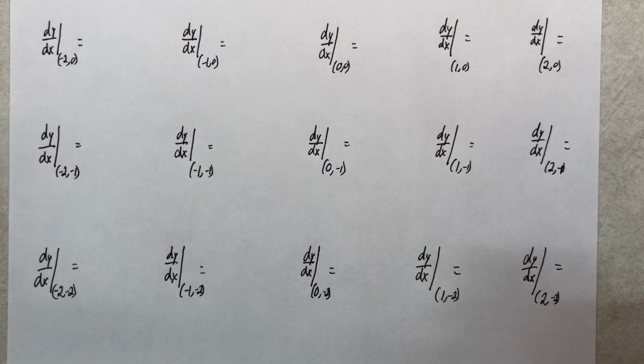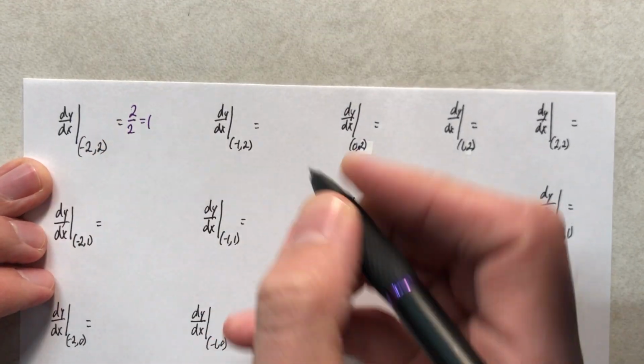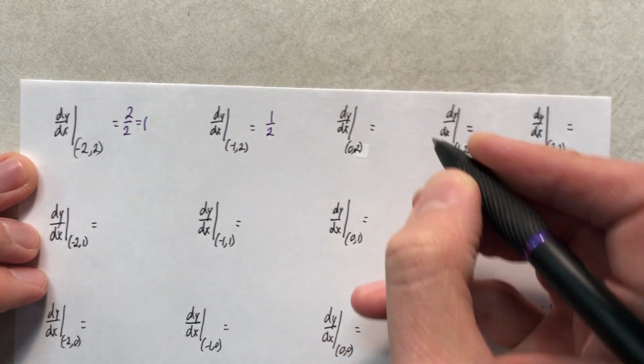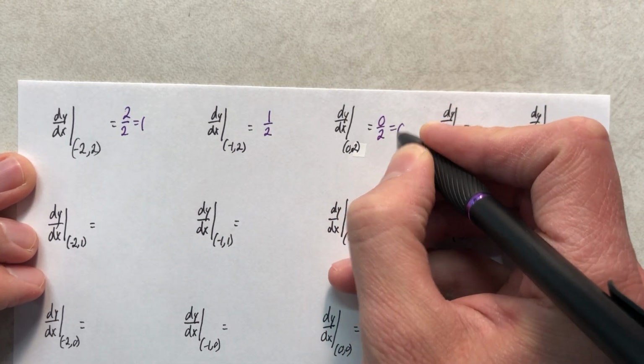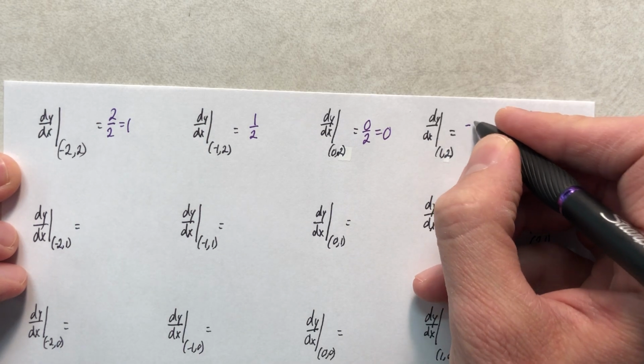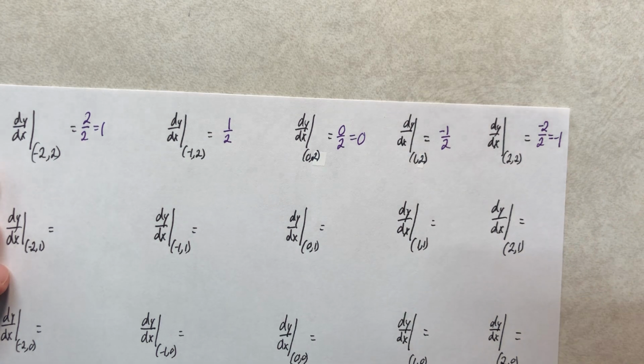So I'm going to evaluate all these very quickly, actually, and then we'll draw a slope field. You'll see where this is going. So the opposite of x over y, that's 1. The opposite of x over y, so 0 over 2, which is 0. There we go. We have our first row.